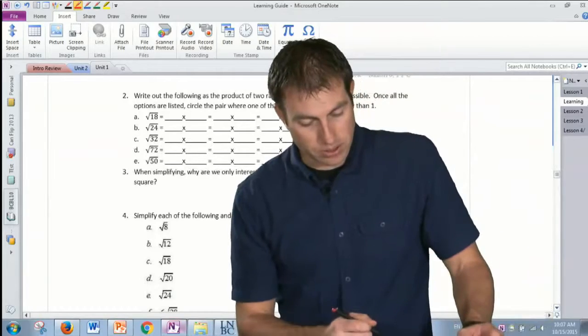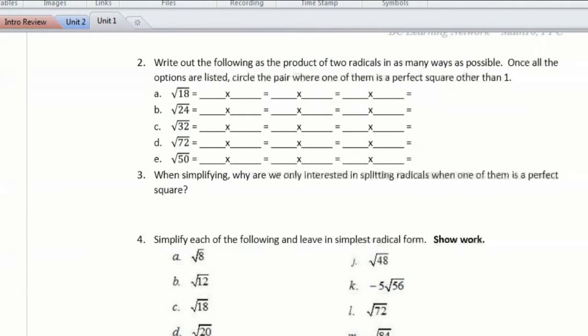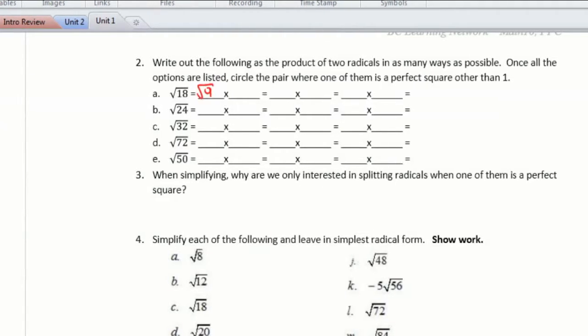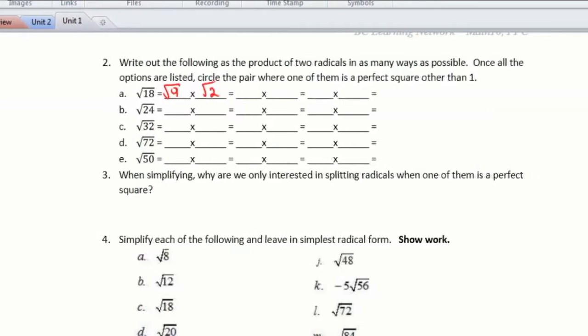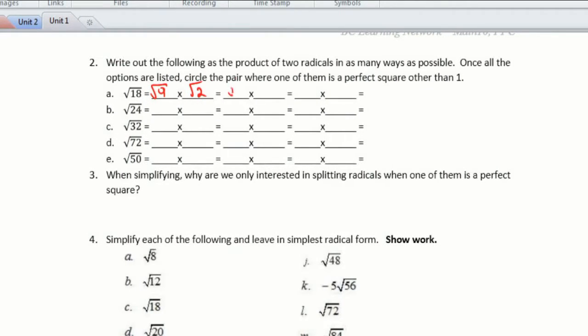Write out the following as products of 2 radicals in as many ways as possible. So the first one here, the root 18. What can I write this as? I could write it as square root of 9 and 2. What other way can I get 18? I could get the square root of 6 and 3. And then I need to circle the one that's a perfect square. So in this case, square root of 9 is a perfect square. That's kind of how these questions are going to work. It's just helping you recognize the perfect squares that go into these.